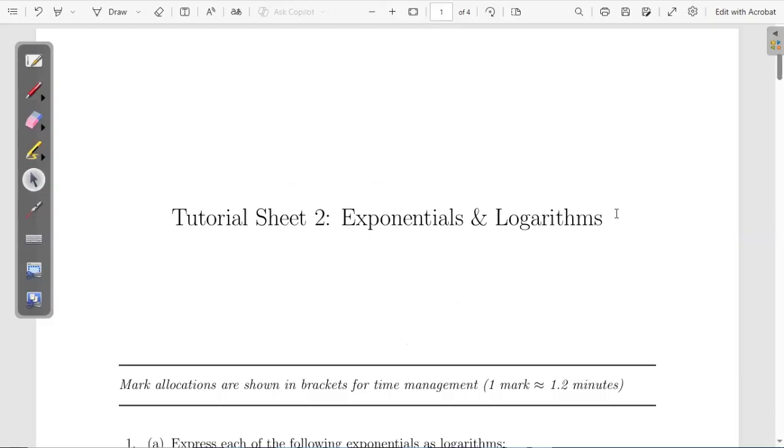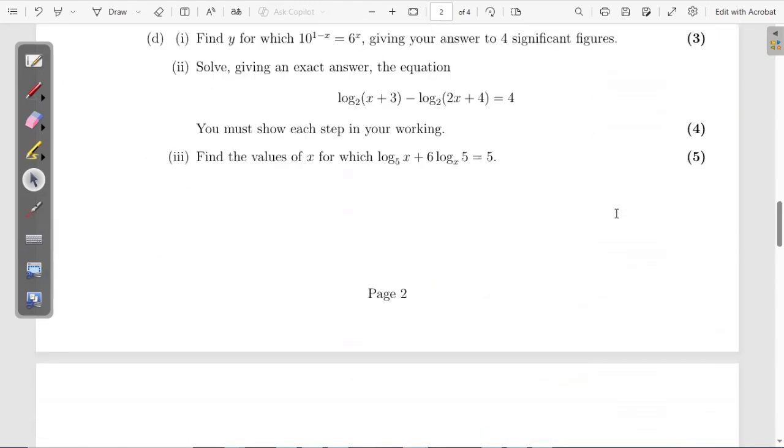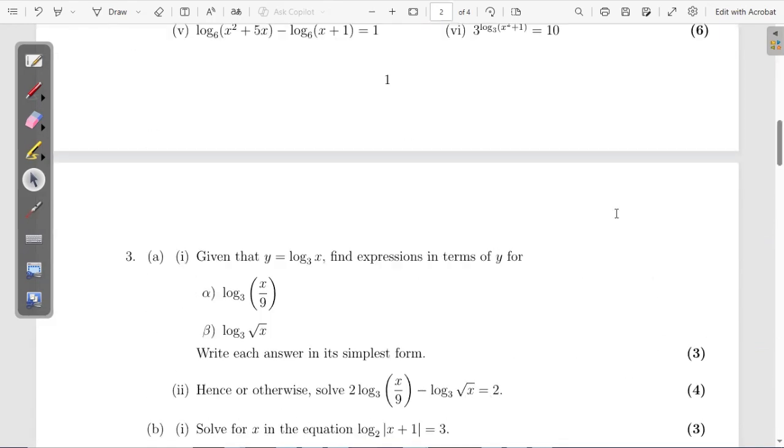Okay, so welcome to this video. Today we'll be looking at exponentials and logarithms. We're going to look at different concepts under this topic, and with me I have a tutorial sheet full of questions on logs and exponentials, and they're going to help us understand the concepts fully.